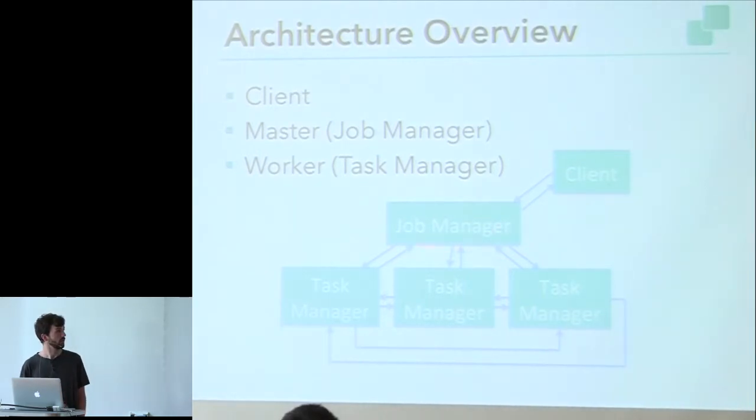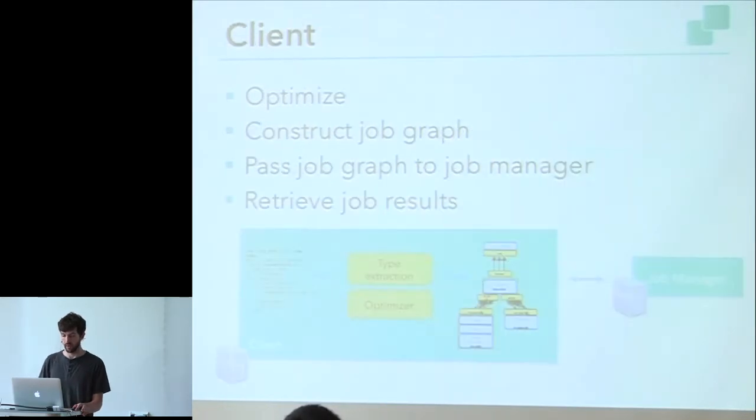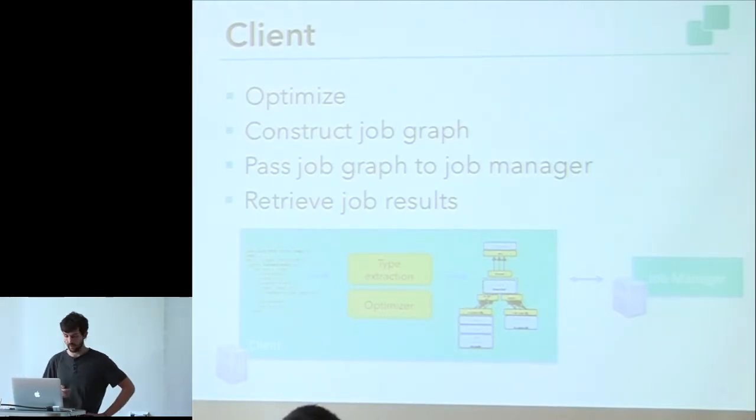And the job manager talks with the client and receives the data flow graph that we want to execute, and talks with the task managers, which are basically the workers, and lets them execute the Flink program. If we look at it a little bit more in detail, the client is responsible for optimization and for deriving what we call the job graph, which is the data flow extracted from your program, and passes this to the job manager and retrieves the result.